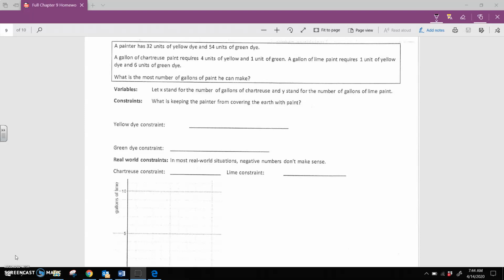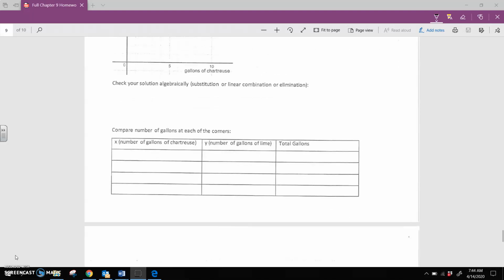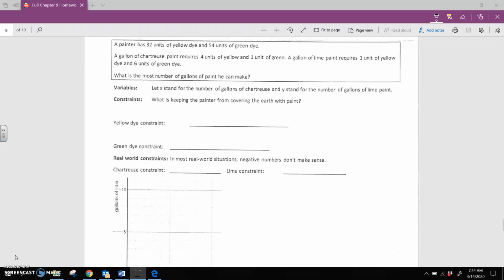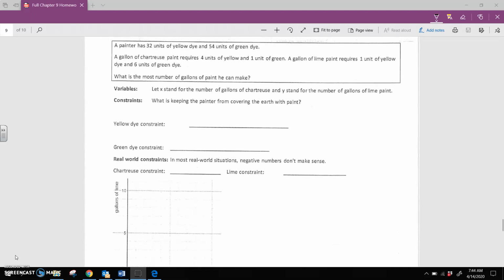The hard thing about linear programming is it gets overwhelming because there's so much going on. But when we give you the constraints and the table at the bottom, that should help guide your thinking. So I read the problem, and it says a painter has 32 units of yellow dye and 54 units of green dye. A gallon of chartreuse paint requires 4 units of yellow and 1 unit of green. A gallon of lime requires 1 unit of yellow dye and 6 units of green dye. What is the most number of gallons of paint he can make?